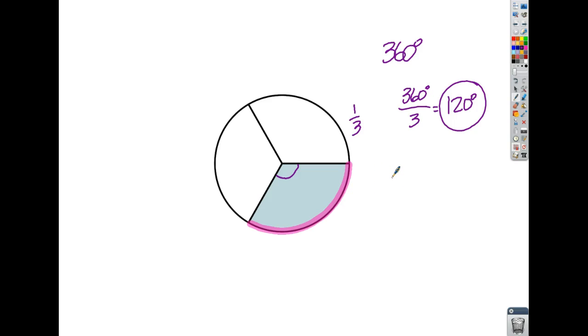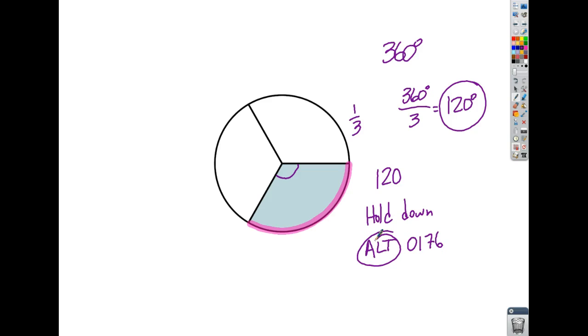So this is how you're going to type it in. You're going to type in 120, and then you're going to hold down the Alt key. While still holding it down, you're going to type in 0176. Then you let go of that, and you should get a degree symbol.